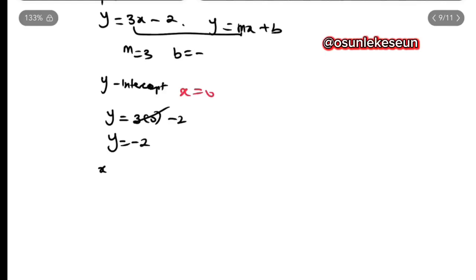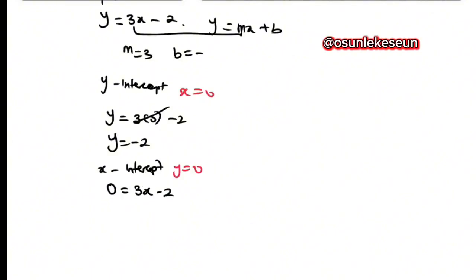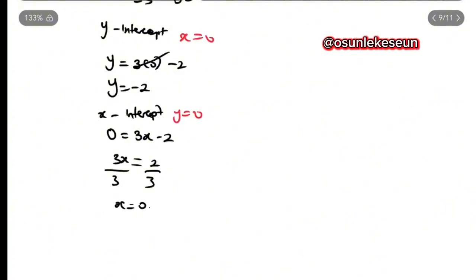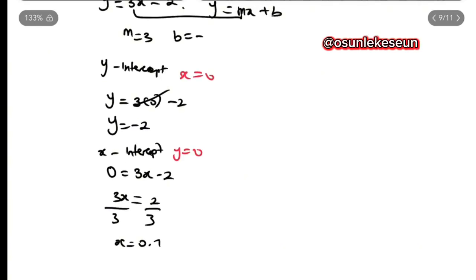Now for the x-intercept, that's where the line goes through the x-axis, and at that point y is 0. So y equals 0. What we have is 0 equals 3x minus 2, and that will become 3x equals 2. If we divide both sides by 3, we're going to have roughly 0.7. That's 0.666.